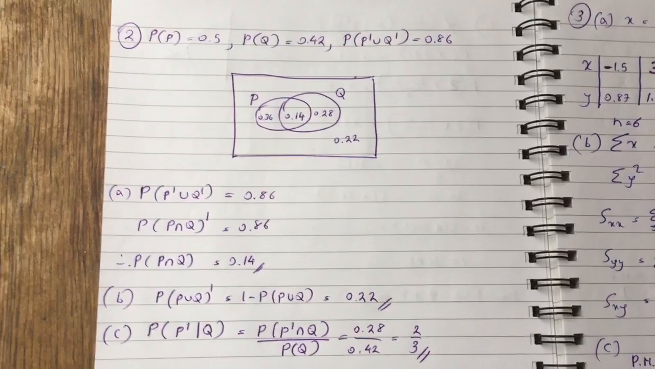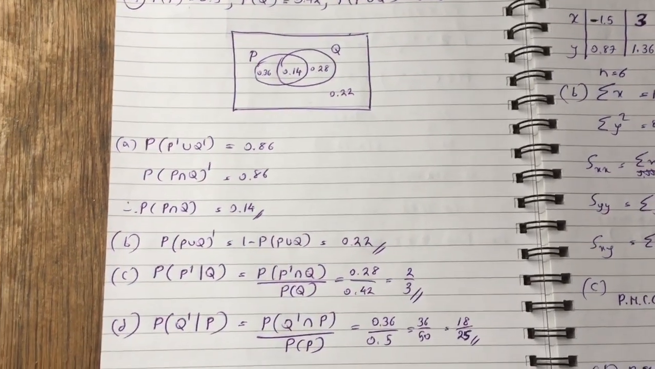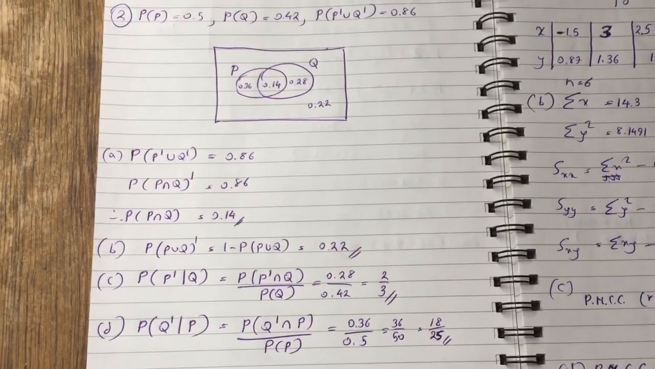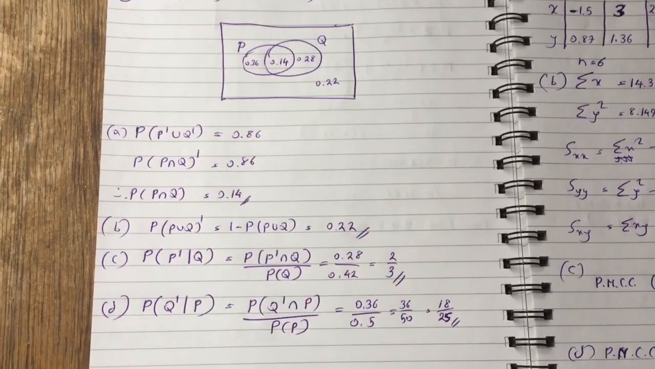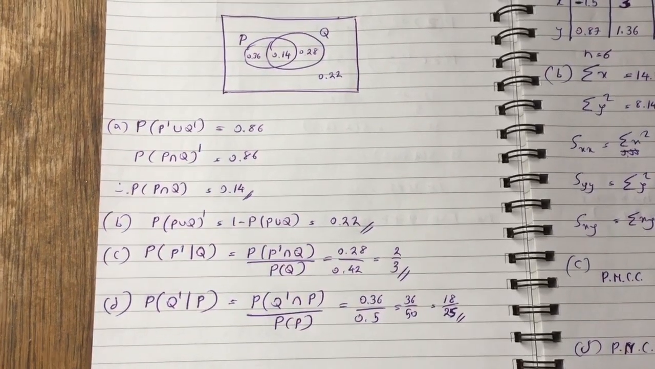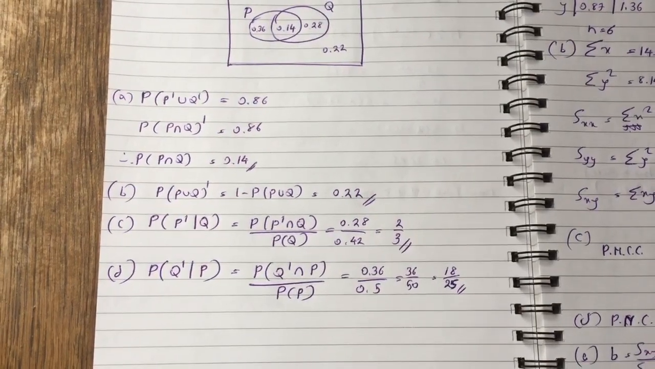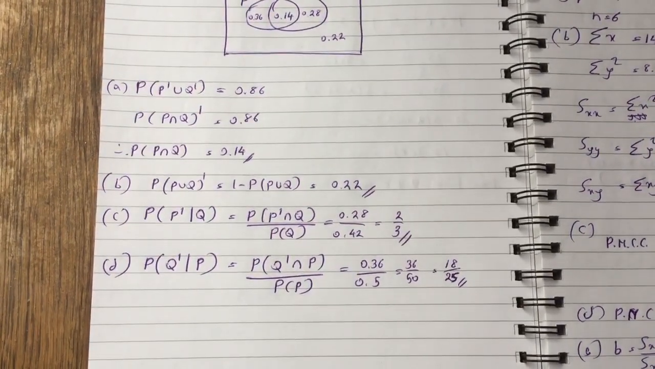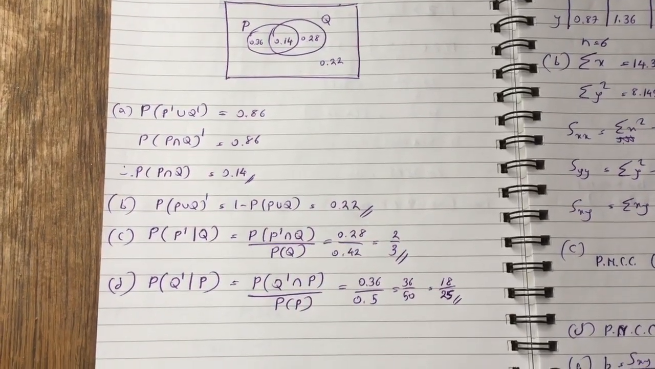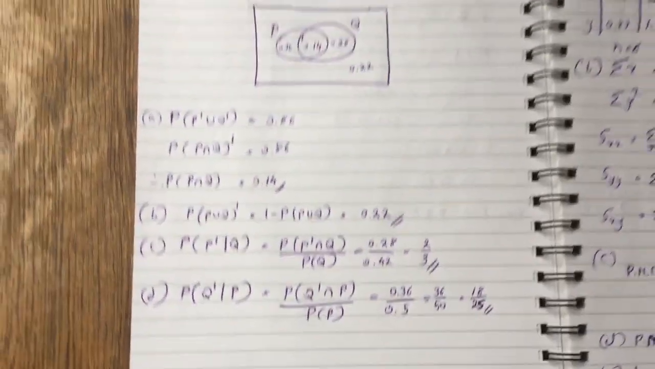To get the probability of (P union Q) all dash, it's obviously 1 minus the probability of P union Q, which is 0.22, as you see from the Venn diagram. The probability of P dash given Q is the probability of P dash and Q over the probability of Q, which is 0.28 over 0.42, which is 2/3. And the probability of Q dash given P is the probability of Q dash and P over the probability of P, which is 0.36 over 0.5 from the diagram. So that is 18/25. That's question 2, guys.